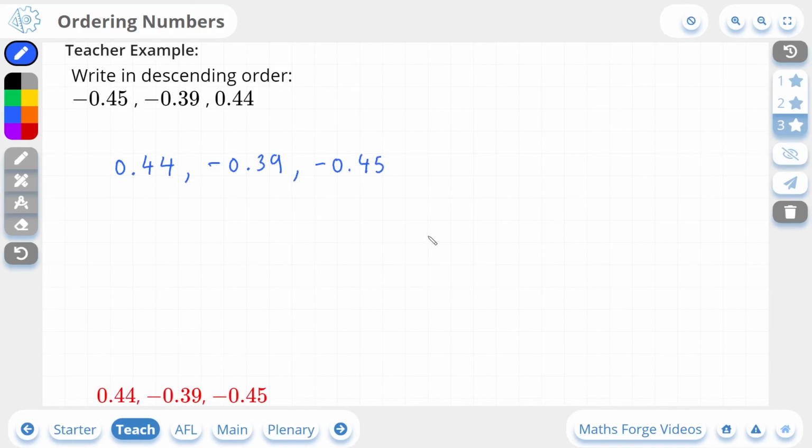And that's it for ordering numbers. So just be careful about the negative values. Draw yourself out a number line if you need to, and work off of it.